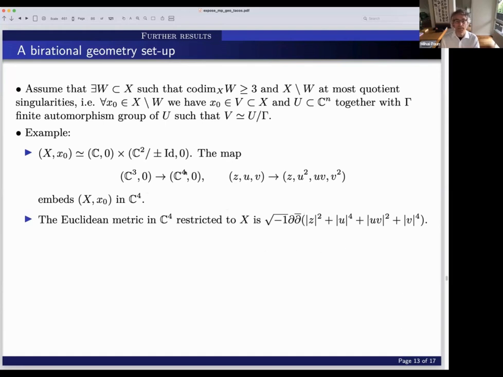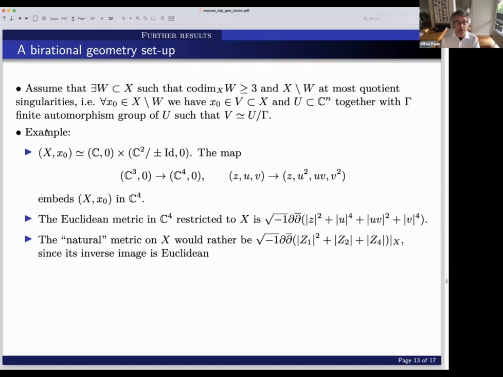And what I would like to say is that the natural metric on X would rather be this one, because the inverse image via this embedding is Euclidean. So there is a discrepancy between the smooth metric that we consider on X, which is this one, and the natural metric, which would respect this orbifold structure here.